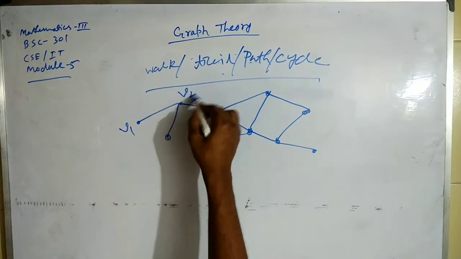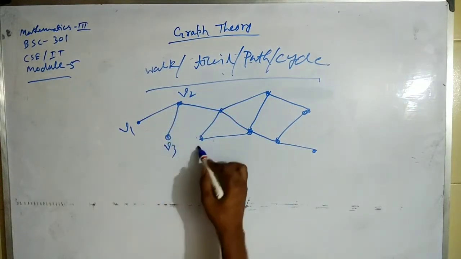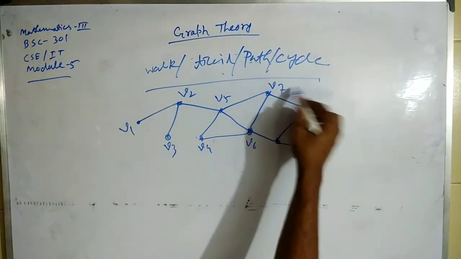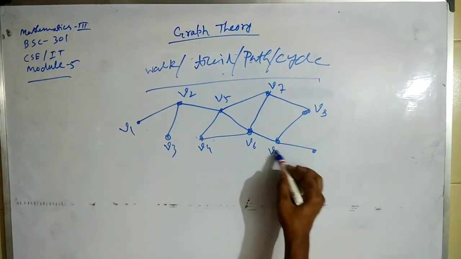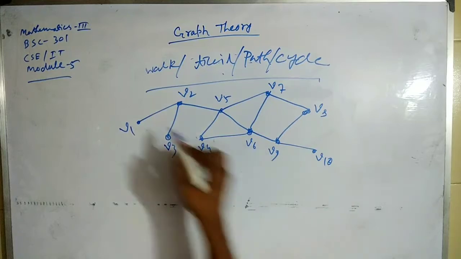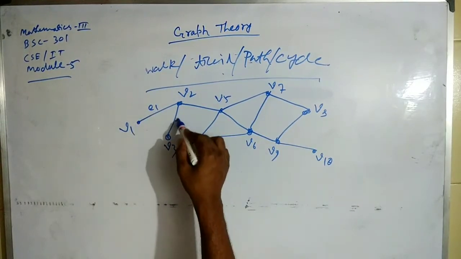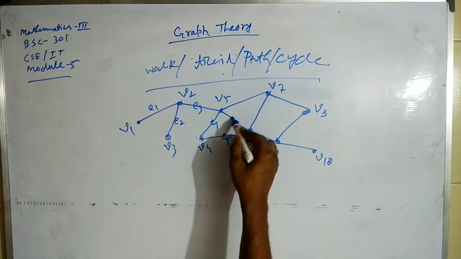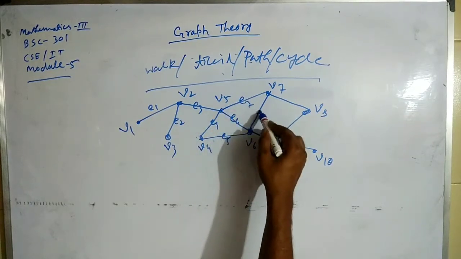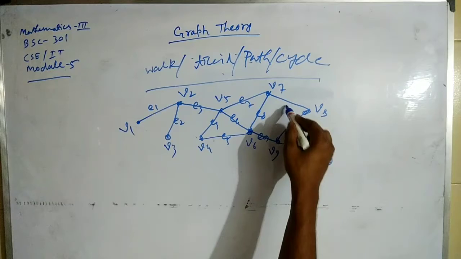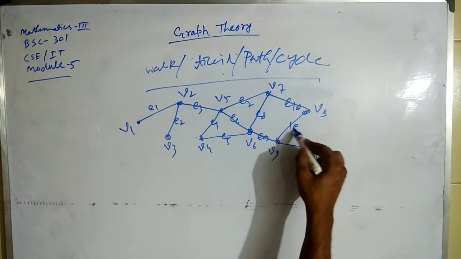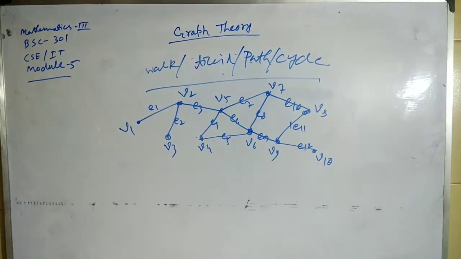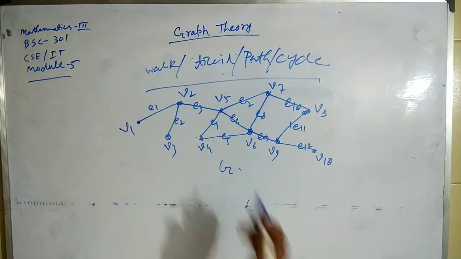V1, V2, V3, V4, V5, V6, V7, V8, V9, V10. And we name the edges as E1, E2, E3, E4, E5, E6, E7, E8, E9, E10, E11, E12. So there are 10 vertices and 11 edges, and the name of this graph is G.